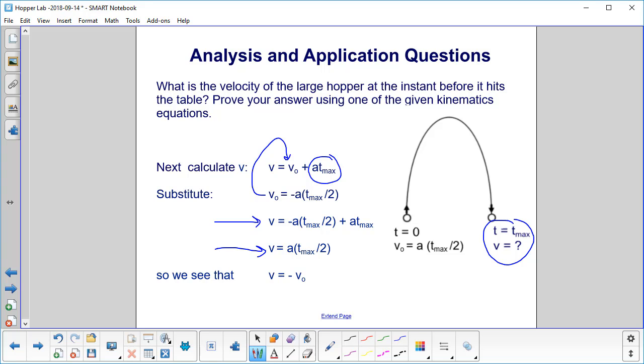Then note, here's V0 equals minus a times t max over 2. Here's your final velocity. So your final velocity is negative your initial velocity. You compare these two right here.